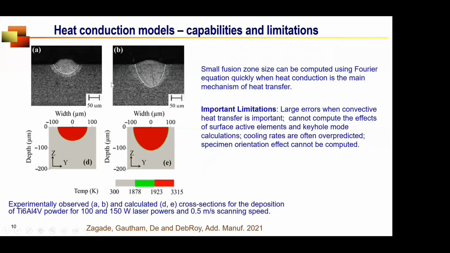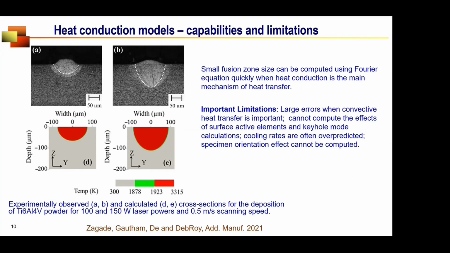And how good are the predictions? One of the ways of checking that out is to compare with experiments. And what you see here are the effects of varying laser powers from 100 watts to 150 watts for a given set of parameters. And the calculations can accurately determine the geometry. It's very elegant, it's very rapid, and it's very reliable. Well, it is reliable under certain conditions.